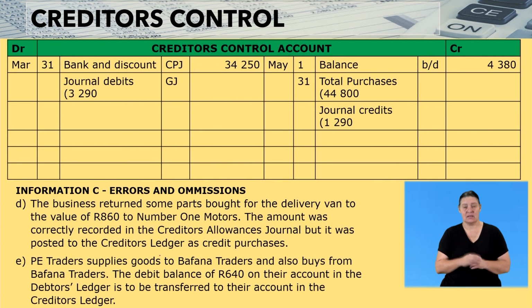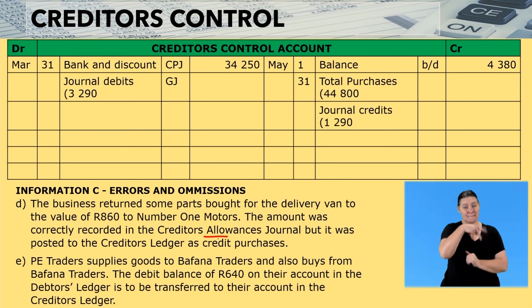D, the business returned some parts bought for the delivery van to the value of 860 to Number One Motors. The amount was correctly recorded in the creditors allowances journal, but it was posted to the creditors ledger as credit purchases. So they are telling us already it was recorded correctly in the creditors allowances journal. That means our creditors control account is correct. We will correct when we get to the creditors list.